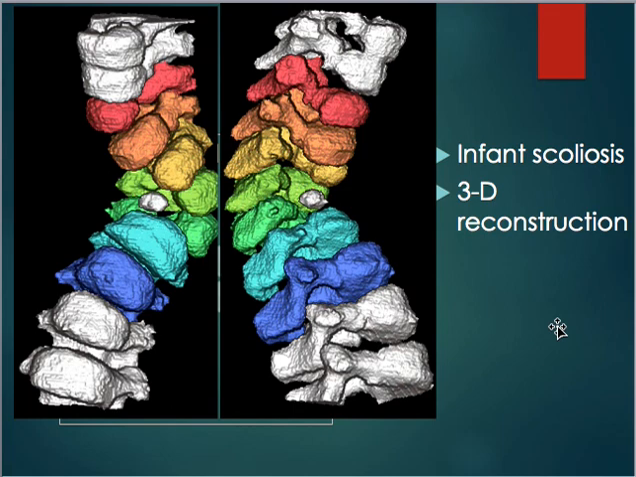This is an infant that has scoliosis. So these vertebrae should be sitting on top of each other just like this, but you can see here how they start to twist and turn out and curve. They can add color to this and do the reconstruction, so they can plan again exactly how they want to go in and have surgery.